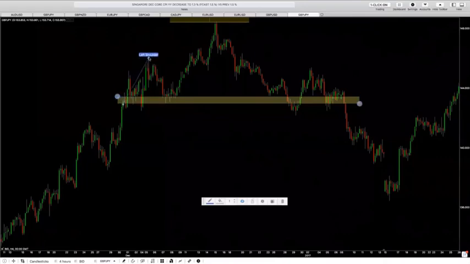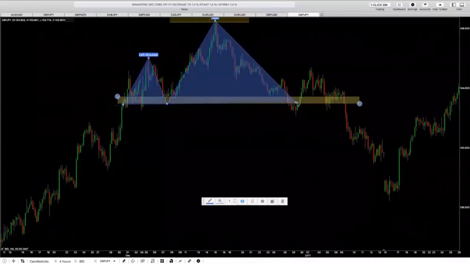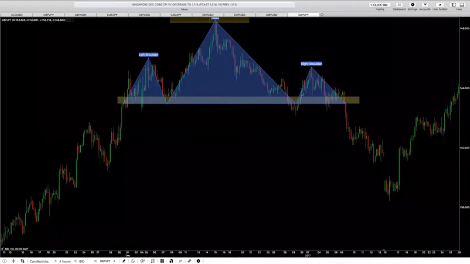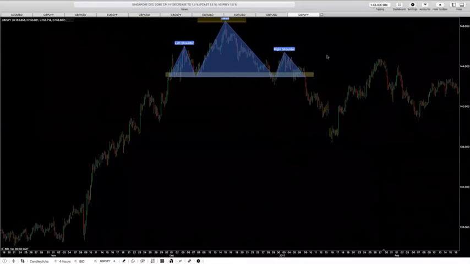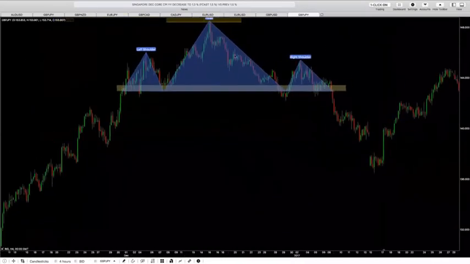I'm going to draw my first shoulder to the high, come back down to the base, go up to the head right here, come back down to the base. Then I'm going to get my second shoulder in the market, and then come back down to the base in the market. So this is our head and shoulders pattern in the market. Very simple.